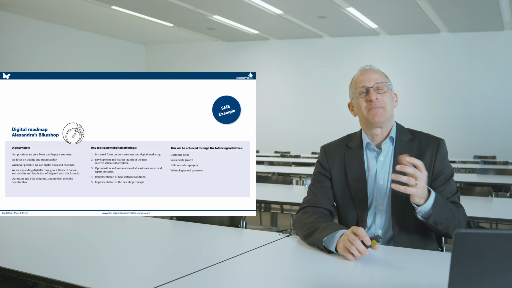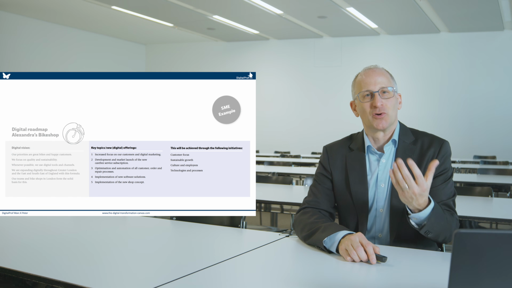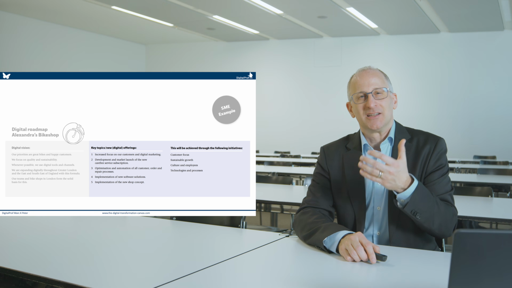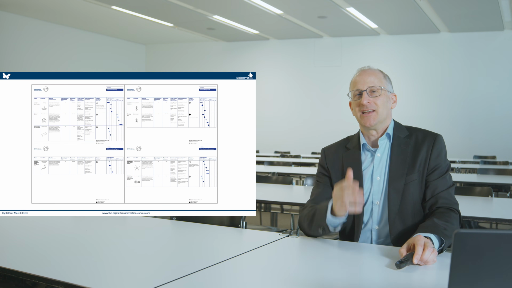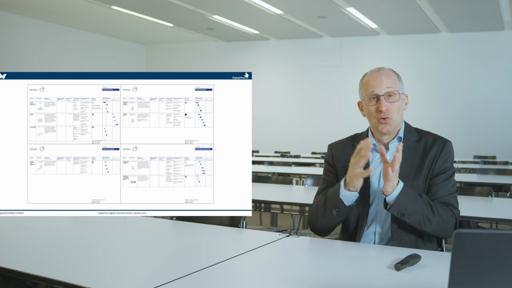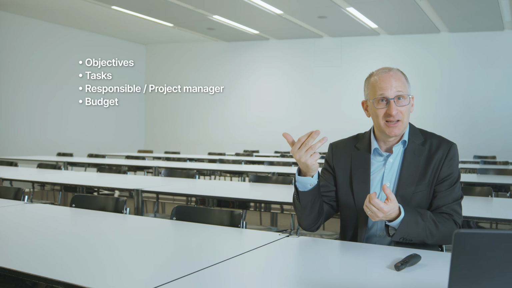The digital roadmap will also include the key activities and initiatives and projects for your digital strategy. Finally, it includes an overview of all strategic initiatives and projects. All your initiatives and projects are grouped. They provide the main objective, goals, the tasks that need to be completed, the person or the team in charge, the budget, the metrics, and the milestones.